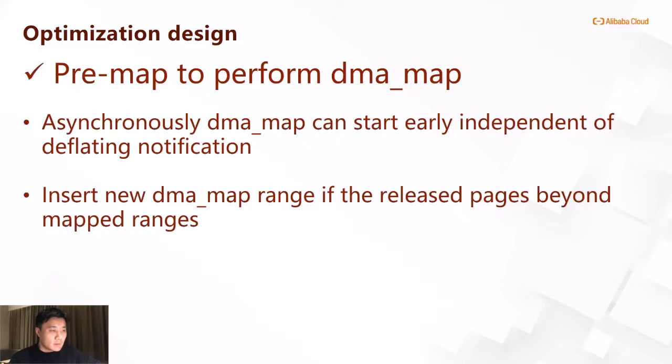The third optimization design is pre-map. The async DMA map can start early, independent of the deflating notification. QEMU triggers async DMA map step by step. If there is a new notification from the deflate VQ, which contains the released pages information, check if they are in the mapped range. If not, then map these pages and give the ACK to the guest. This optimization design can speed up the async DMA map process.